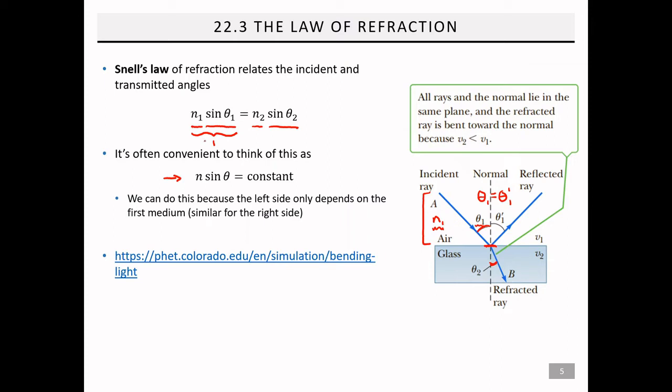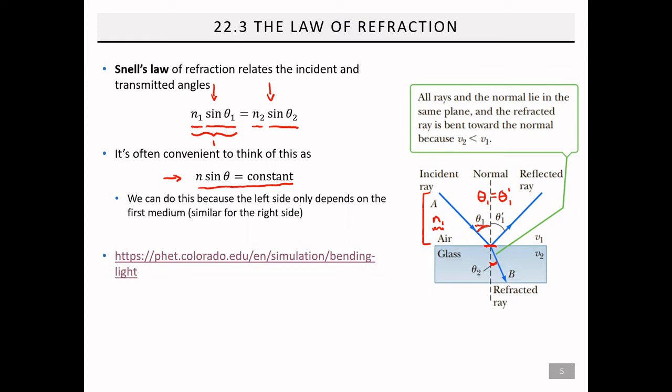So the left-hand side of this equation is unchanged. Said a different way, it doesn't matter what is happening on the right-hand side of this equation, the left-hand side is constant. Thus, n times sine theta is equal to a constant number.